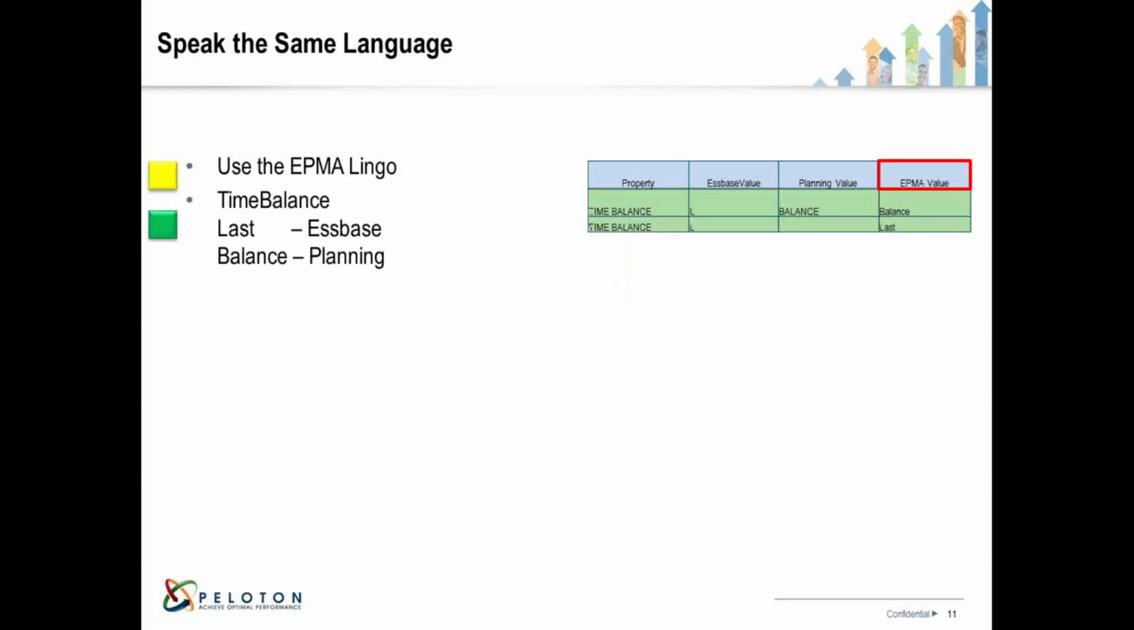One issue that we've run into is with the time balance property. Something to note is that in Essbase, time balance last is depicted by an L and it's last, but in planning it's referred to as balance. So when you're defining any particular members that have time balance associated with them, you'll just need to watch out for this: if you're building Essbase applications, you're going to refer to it as time balance last. When building a planning application, you're going to refer to it as time balance balance.